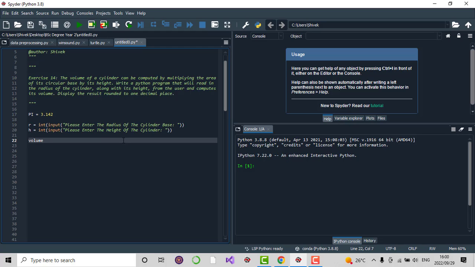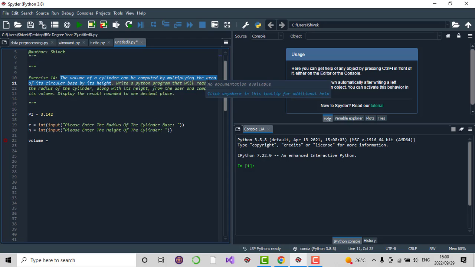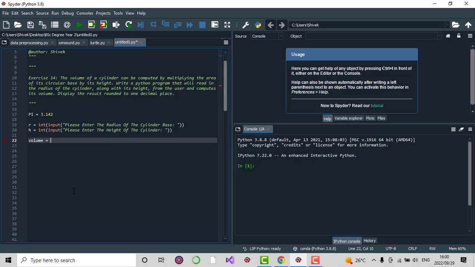So now is time for the actual computation of the volume. We'll do a volume is equals to, and in this statement, they did give us the formula for the volume of a cylinder: multiply the area of its base by the height of the cylinder. So this is simple. We'll do pi r squared, that means pi multiplied by r multiplied by r, and then you take all of that and multiply it by the height of the cylinder, which is h, in our case a value given by the user.